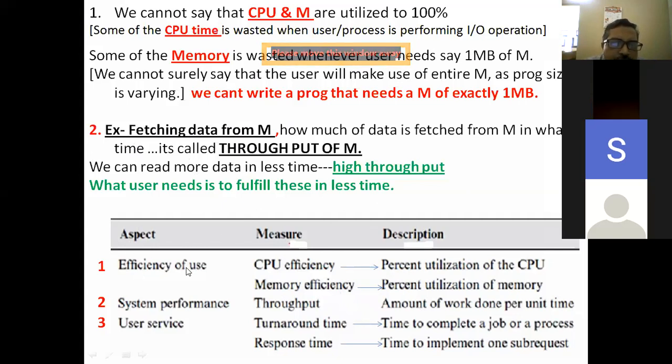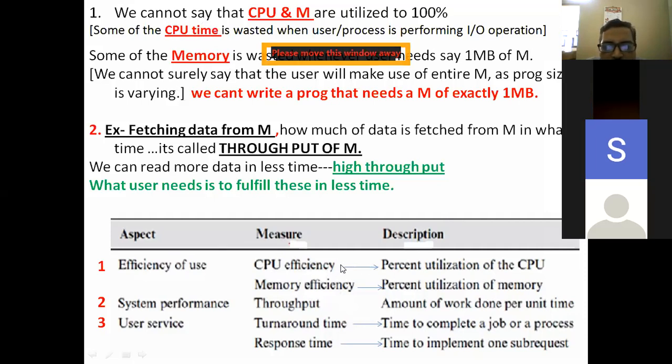If I see the efficiency of use aspect, the means of measurement is here and the description is mentioned here. Suppose I'm dealing with efficiency of use, it means I can have CPU efficiency and memory efficiency. Like I said, CPU and memory. So we cannot say that CPU and memory will always be utilized to 100%. Why? Because the reasons are just mentioned here.